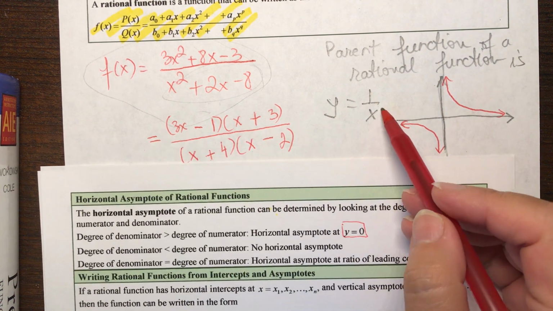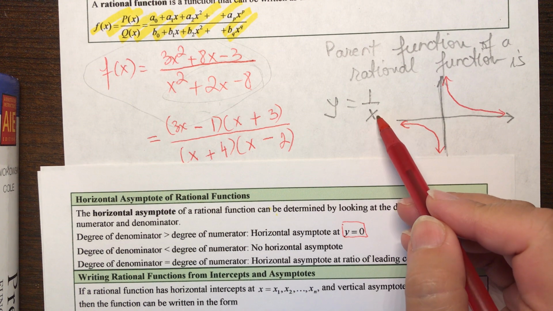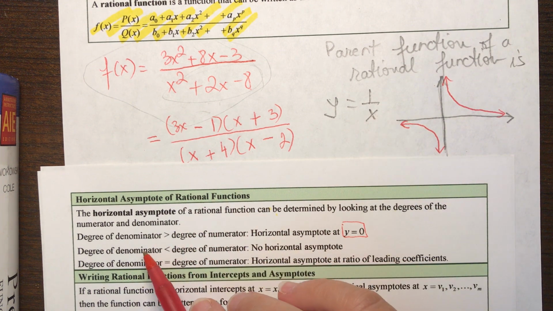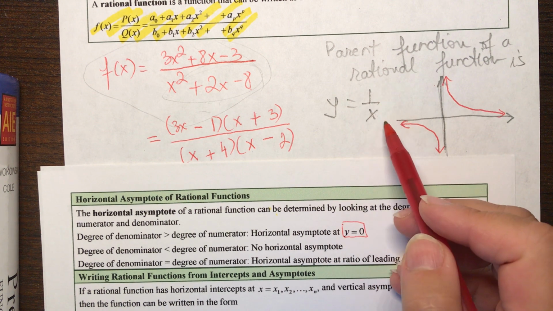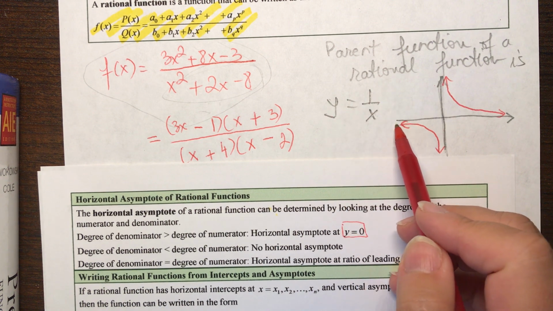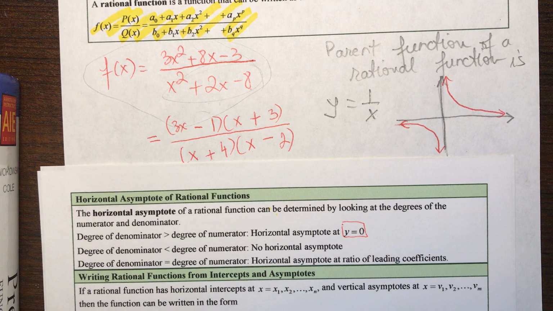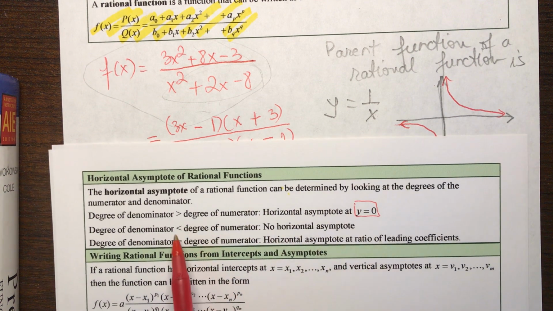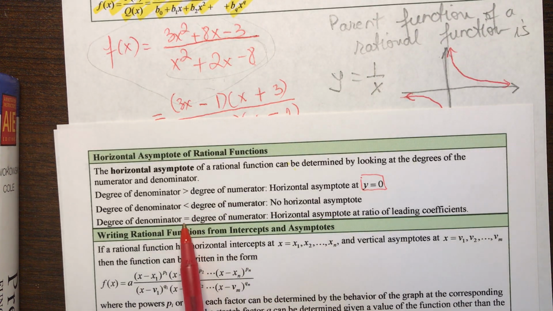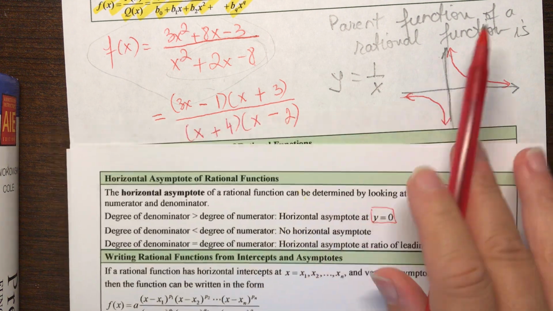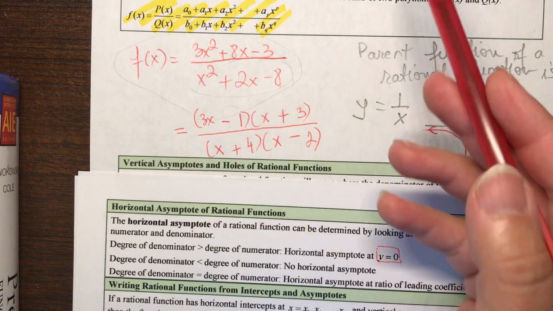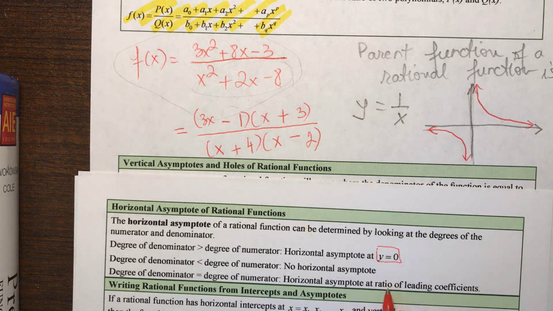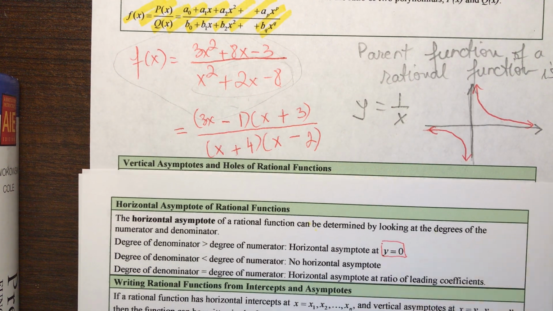So here it is, the degree of the top is less than the degree of the bottom, or as it's written here, the bottom's more than the top. That means y equals 0 is a horizontal asymptote. I'm going to jump here. If the degrees are the same, as in this situation here, then the horizontal asymptote is the ratio of the leading coefficients.